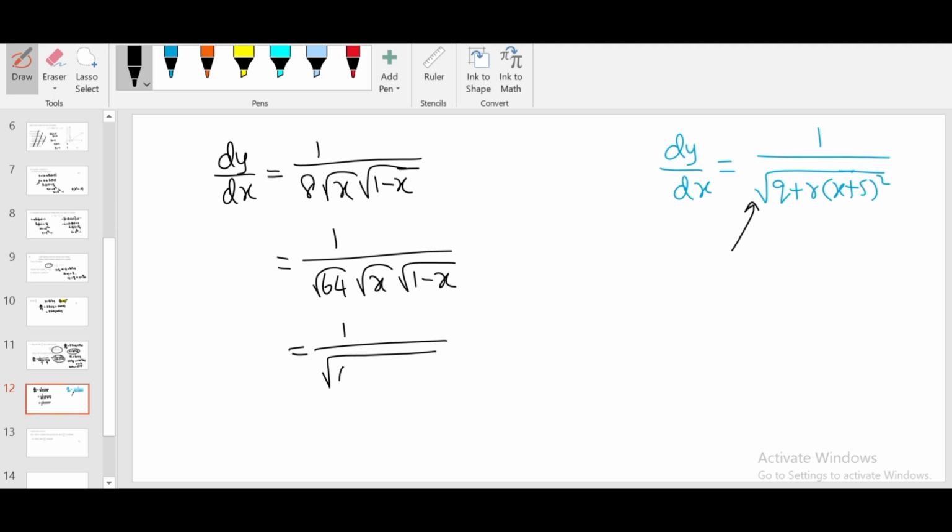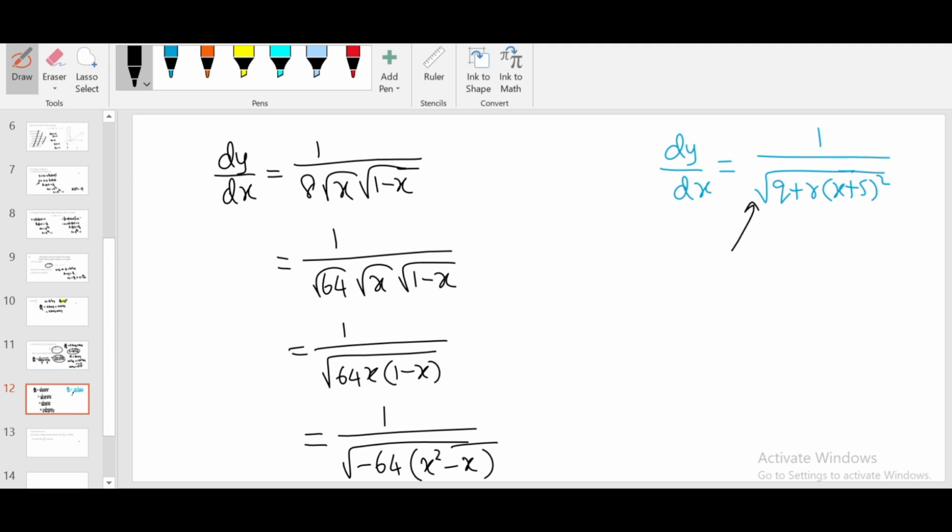You will get 64x times 1 minus x. Bring x inside. You get 1 over. You see what I'm going to do? I'm going to take negative sign outside and then multiply by x. You will get x square minus x. Hope you guys understand this thing.